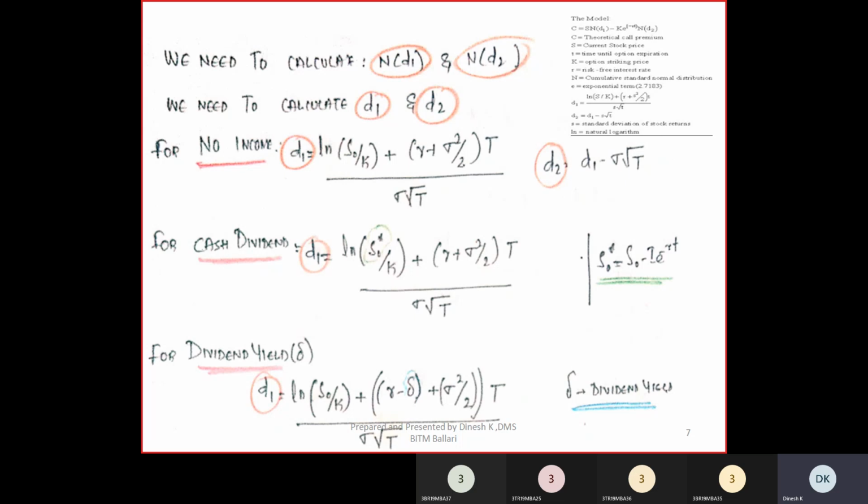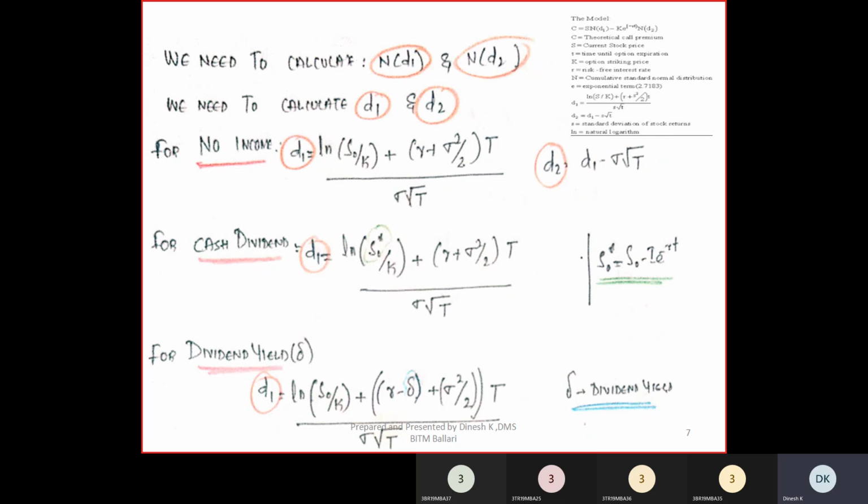The situation is no income. Just look at only the no income case, don't look at the cash and dividend yield methods. In no income, small d1 is equal to LN, the natural log, which you can get from your scientific calculator if you have one, or from the table value. So LN, open the bracket, S naught divided by K.